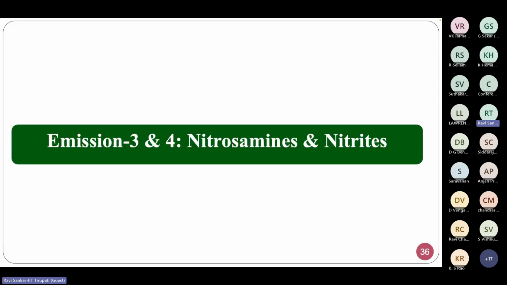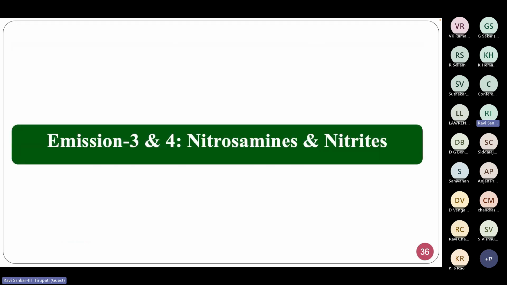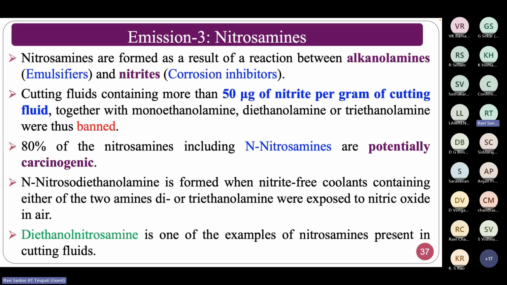Third and fourth, these are the two major things: one is chlorinated paraffins, another is polyaromatic hydrocarbons. Other things are nitrosamines and nitrates. Nitrosamines result from alkylamides, and since you are using emulsifiers, you should be careful about how much emulsifier is in the cutting fluid. Some companies may not follow the rules and regulations. Normally, 80% of the nitrosamines are N-nitrosamines, potentially carcinogenic.